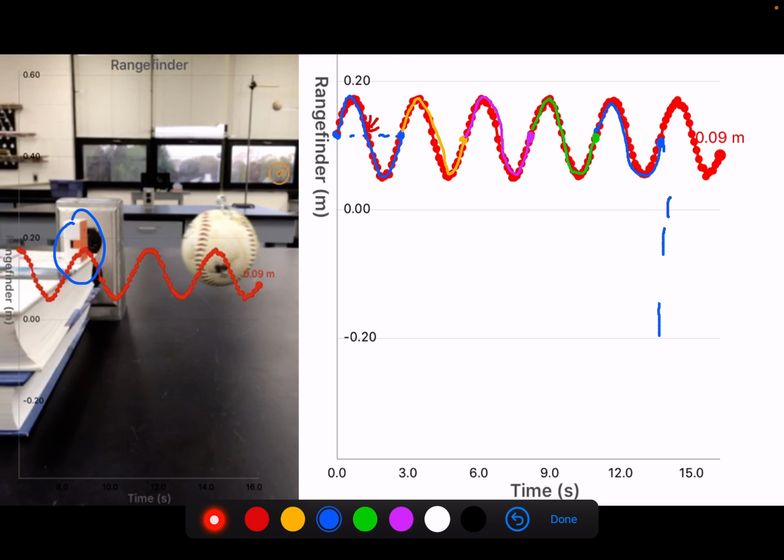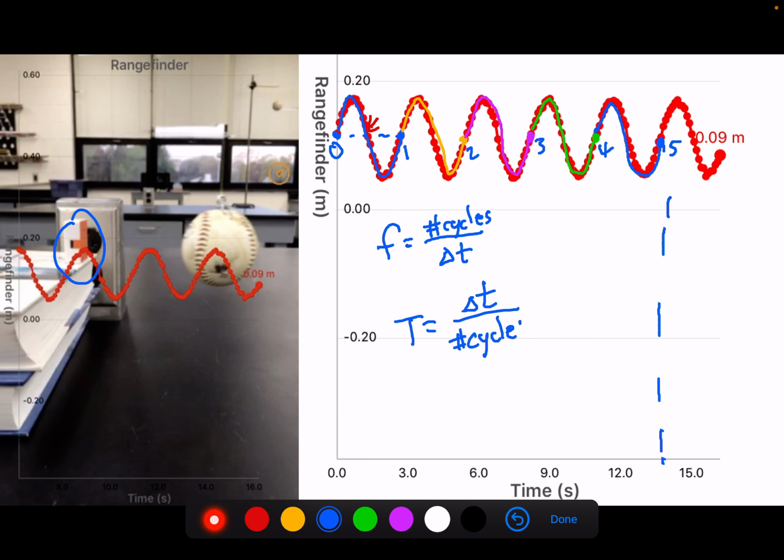Again, we just trace down to get our time. We count our cycles. Again, start counting at 0. There's 1 cycle, 2 cycles, 3, 4, and 5. So hopefully you guys have no problem using our 2 formulas for today. Frequency and period. And then don't forget, the relationship between them is they are reciprocals, and you could do it in either direction.